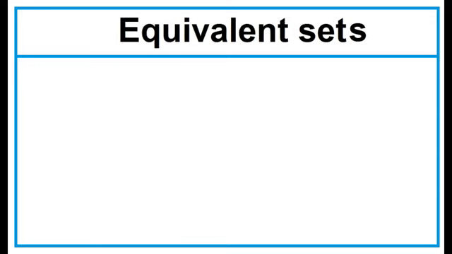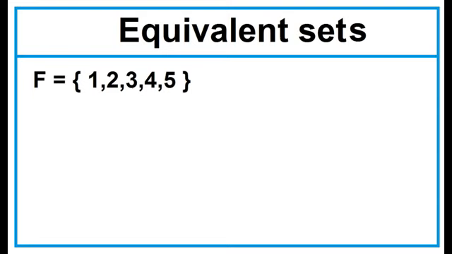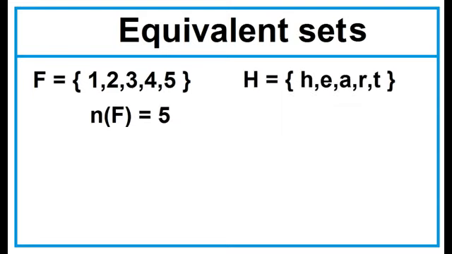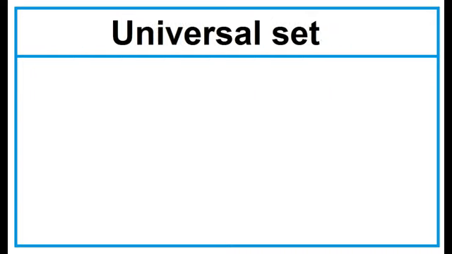Equivalent sets. Equivalent sets have different elements but have the same number of elements. Example, given set F and set H. The cardinality of set F is 5 and the cardinality of set H is 5. The two sets have different elements but they have the same number of elements. Set F is equivalent to set H.